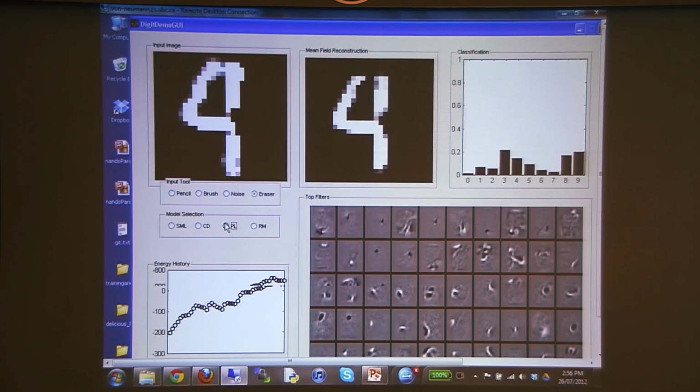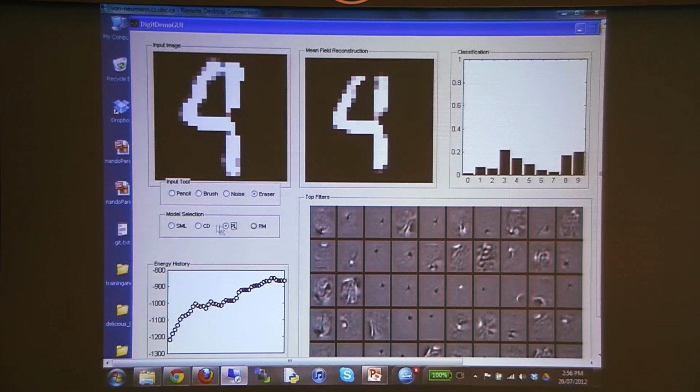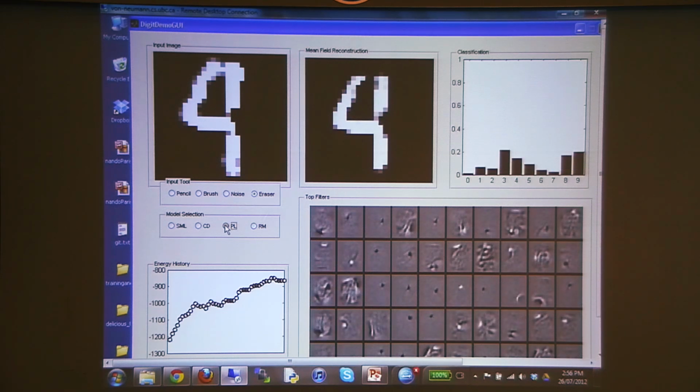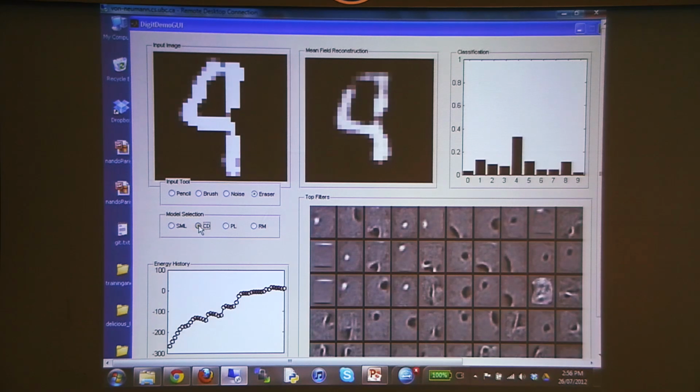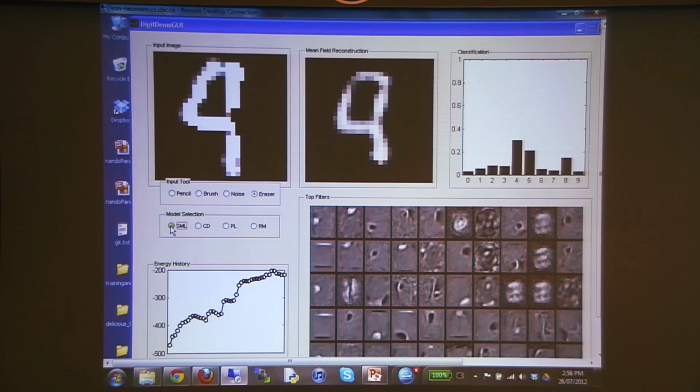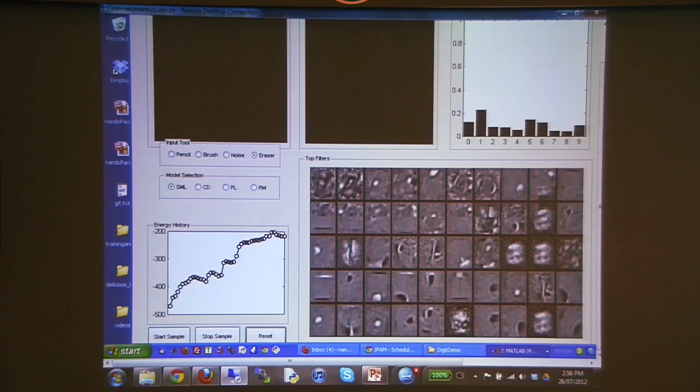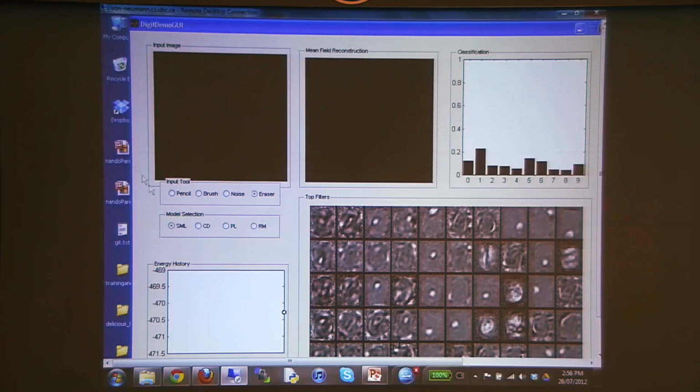But maybe pseudo likelihood, oh, it works better. So you can change the estimators. We can use ratio matching, which Aapo Hyvarinen came up with. Pseudo likelihood by Julian Besag, one of the most widely used estimators out there, especially with CRFs. CD, and the stochastic maximum likelihood algorithm. So there are different algorithms, and they all sort of behave differently.